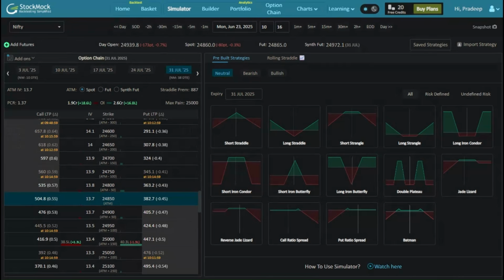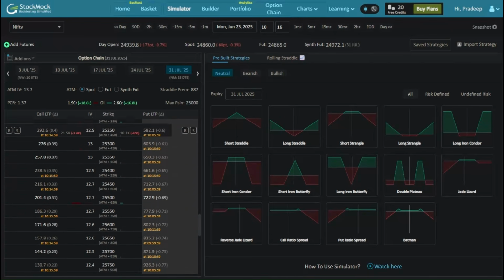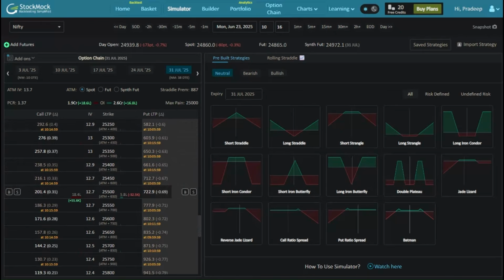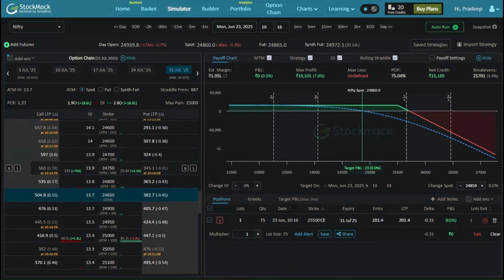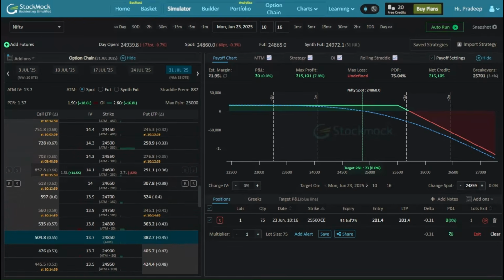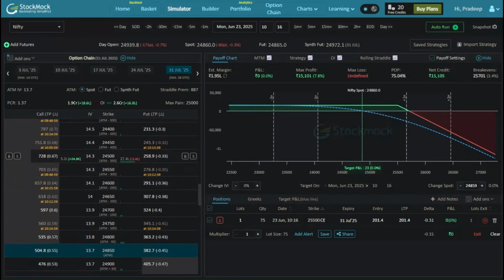What I will try to do, I will go to some round number, maybe OTM 25,500. If I see 25,500, it is having a premium of 201 rupees. Let us select this. We will sell this. Similarly, on the downside, because we want to create a call calendar as well as a put calendar, both will be out of the money. I'll go and choose 24,500, which is again 300, 400 points below.